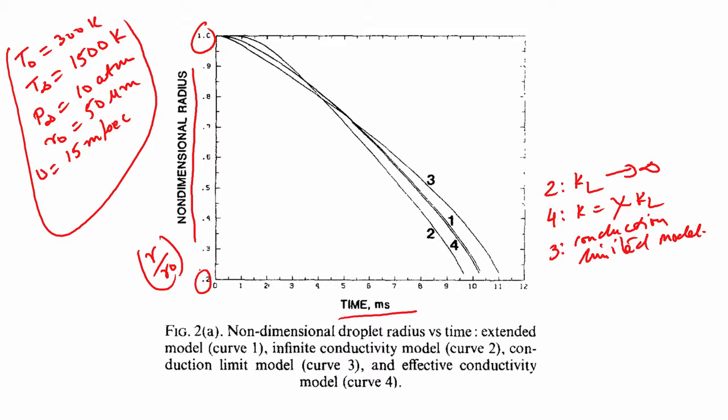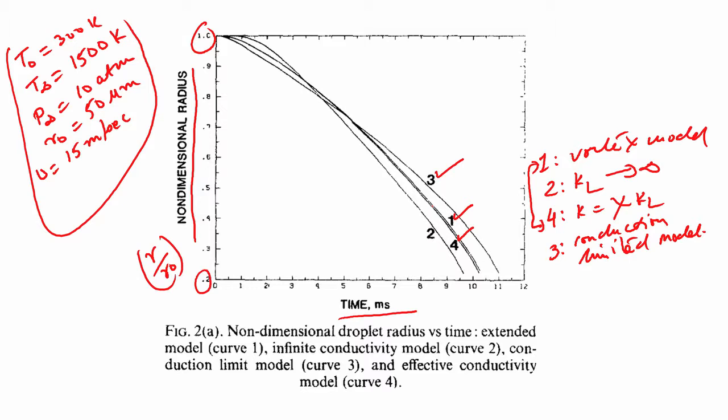So if you see now, 1 and 4 come very close to each other. 1 is basically the current vortex model, and 4 is the effective conductivity model. So they pretty much predict the same thing. On the other hand, 3, which is a conduction limited model, slightly underestimates the decrease in the droplet diameter. Underestimates means it takes a little bit longer time. That is 3, the conduction limited model.